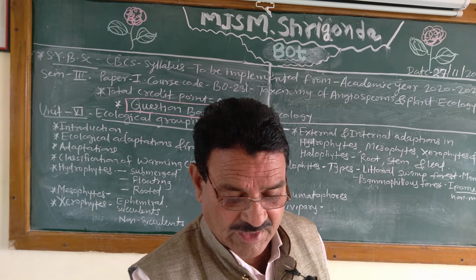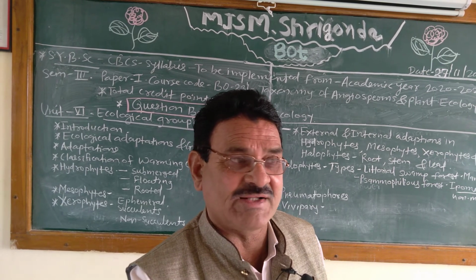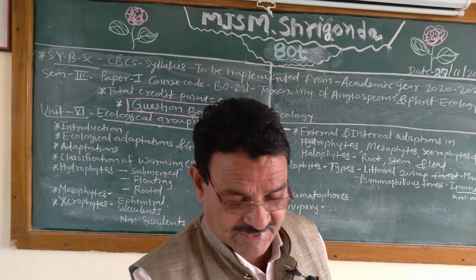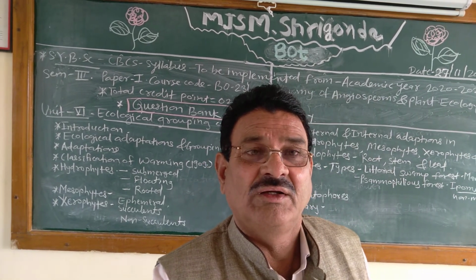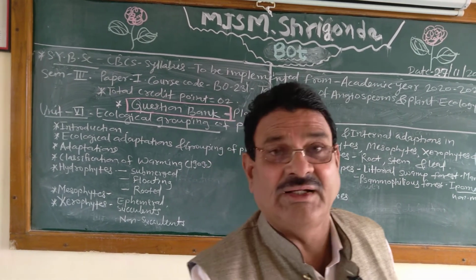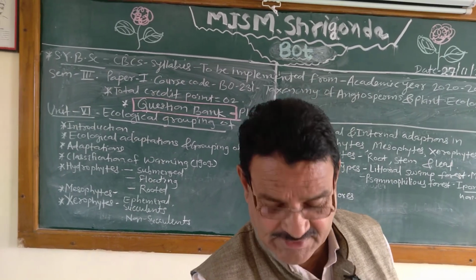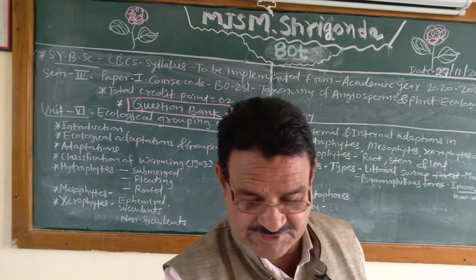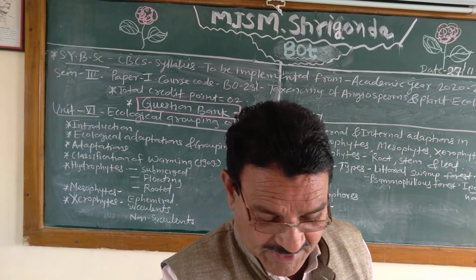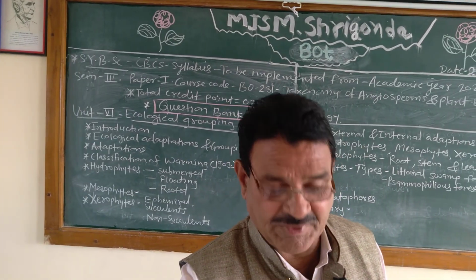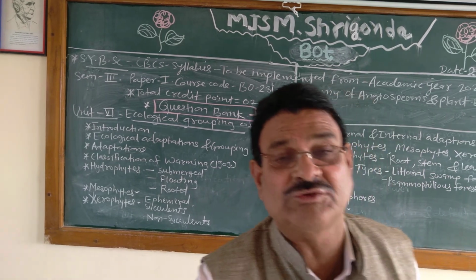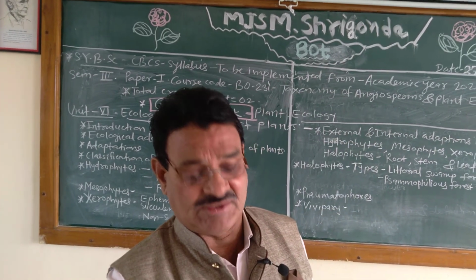Mention any 4 adaptations in halophytic plants. Mention any 4 internal adaptations in halophytic plants. Mention any 4 external adaptations in halophytic plants, that is stem, root and leaf. Give any 4 external adaptations in salt lovers, that is halophytes. What are nematophores? Define vivipary. These are short answer type questions asked in the examination.